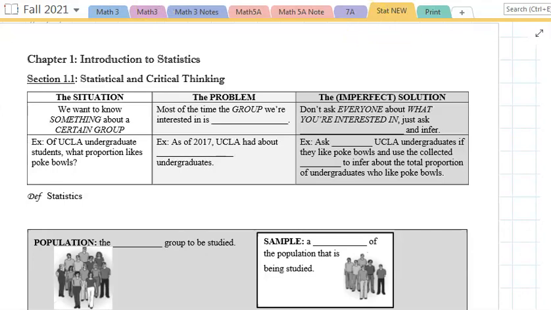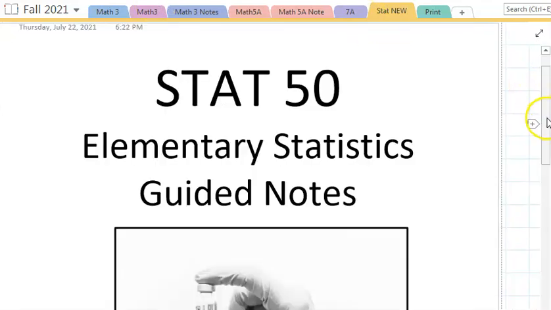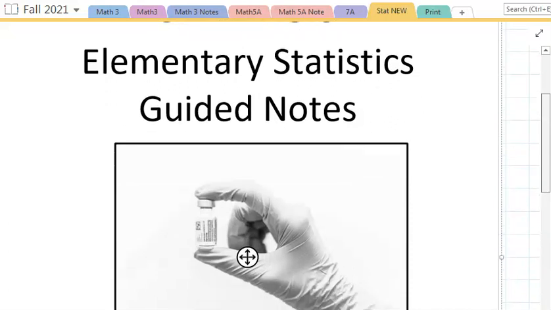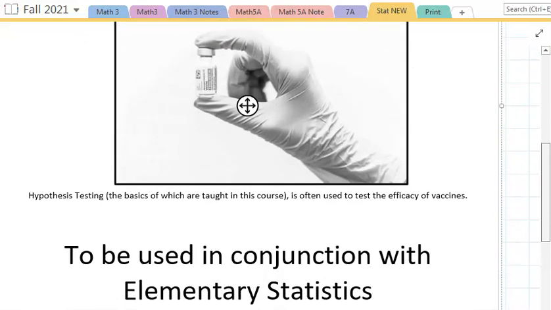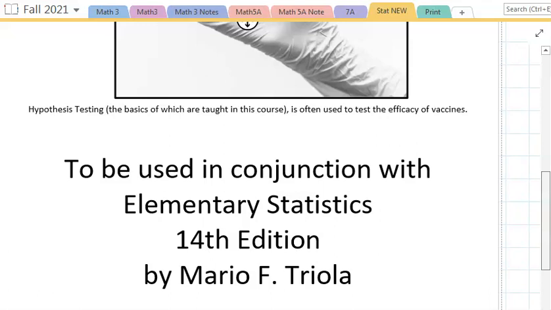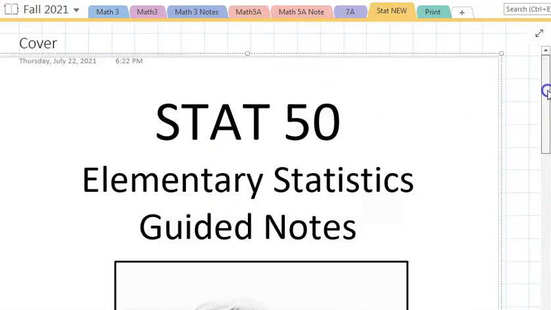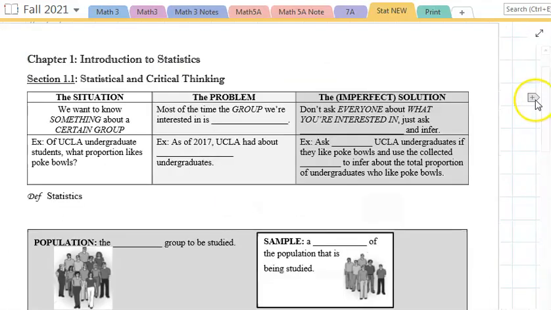Okay, these are the new notes. This is the cover: Elementary Statistics Guide Notes, in conjunction with the 14th edition of the book. We're going to start with 1.1.